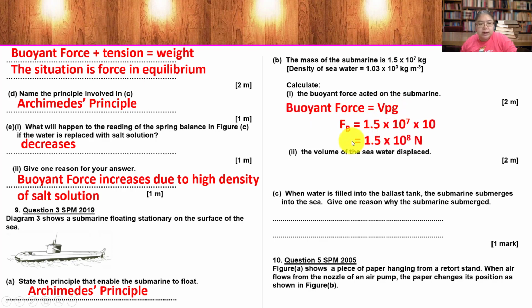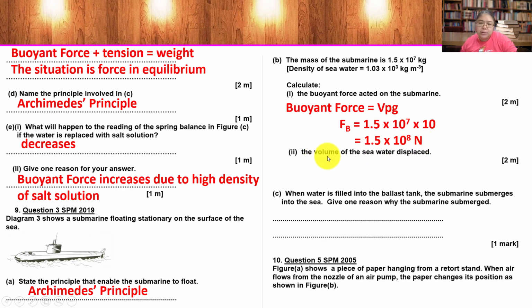So I can write buoyant force F_B equals V rho g, which becomes mg. So from here I get 1.5 times 10 to the power of 7 multiplied by 10. Actually this one is not using V rho g; it is using mg to calculate. So from here, the buoyant force is 1.5 times 10 to the power of 8 Newton.